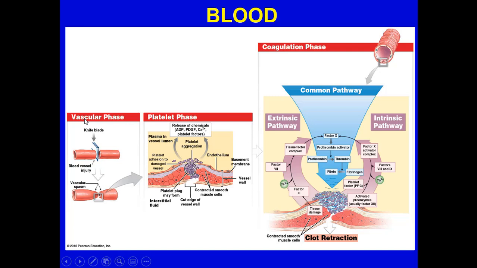As you can see, we move from vascular phase, the vascular spasm, to platelet phase, where we have this platelet aggregation and the release of select chemicals here, to eventually the coagulation phase. The different pathways, the common, the intrinsic, and the extrinsic, and you end up with the clot. You eventually will have clot retraction, and you will eventually have it broken down in time.